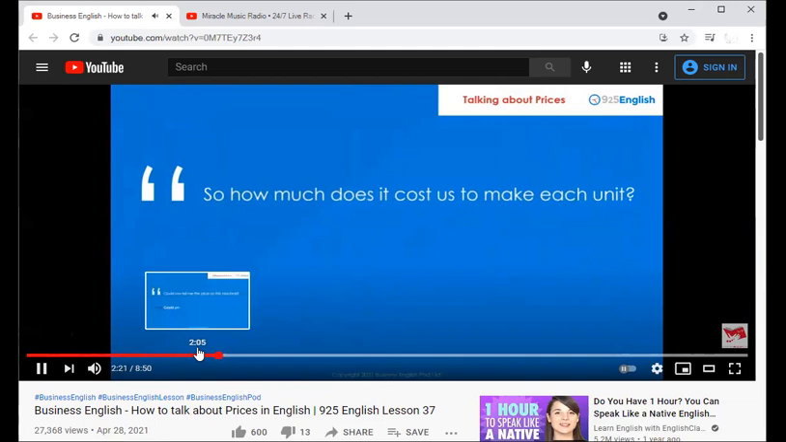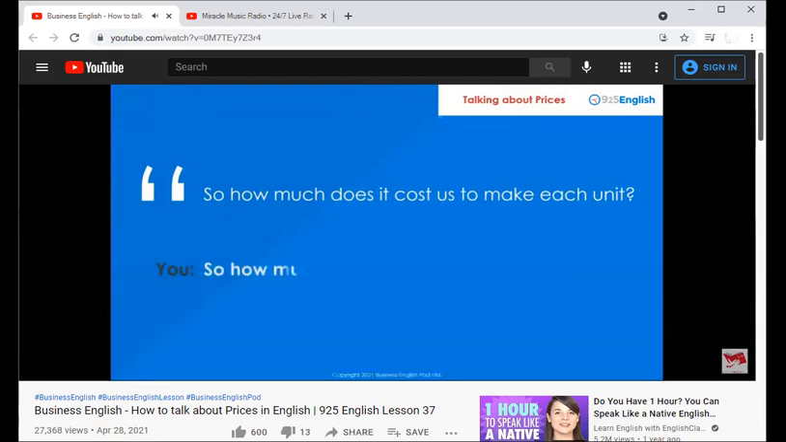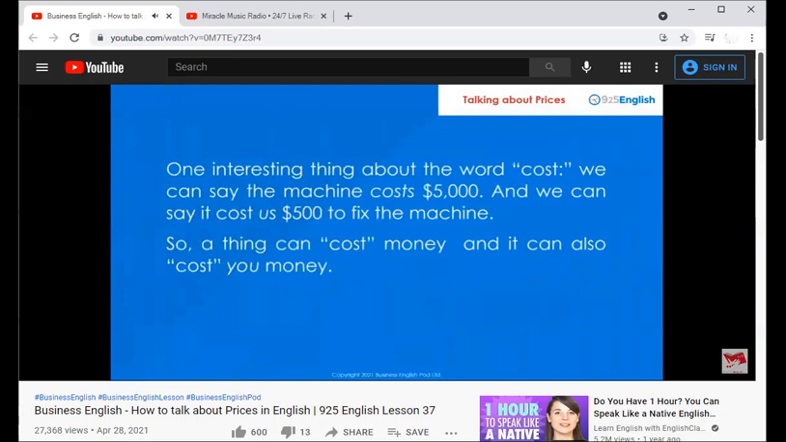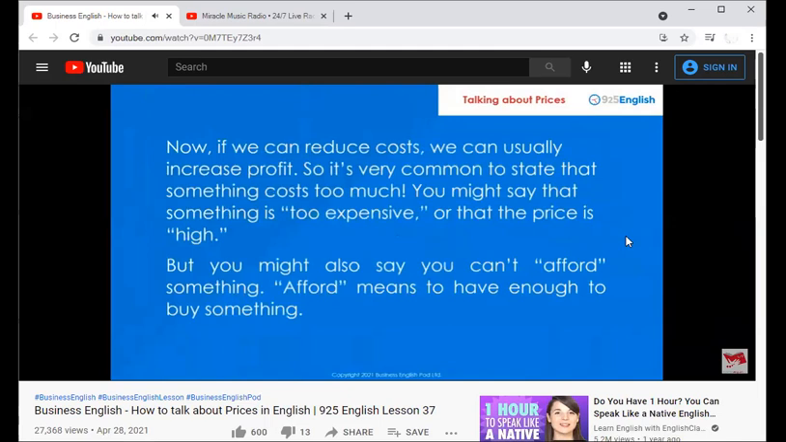How much does it cost us to make each unit? One interesting thing about the word cost, we can say the machine costs $5,000. And we can say it cost us $500 to fix the machine. So, a thing can cost money, and it can also cost you money. Now, if we can reduce costs, we can usually increase profit.